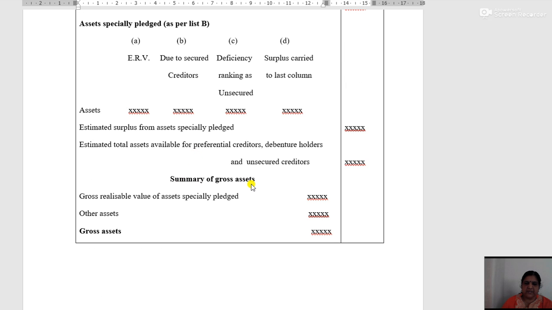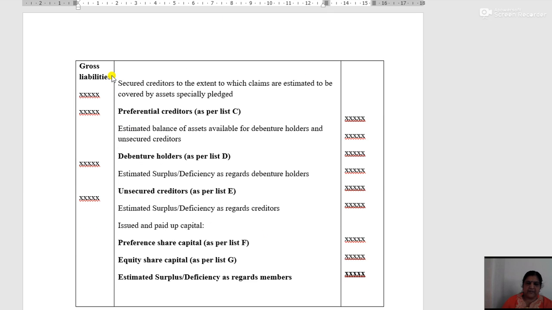Then this is summary of gross assets, which means assets specifically pledged and assets not specifically pledged. Then gross realizable value of assets specifically pledged, then other assets, then gross assets. Then gross liabilities. We will have to realize the assets, then the amount realized on sale of assets will be used for the purpose of meeting the liabilities or paying off the debt. So the next item is gross liability.